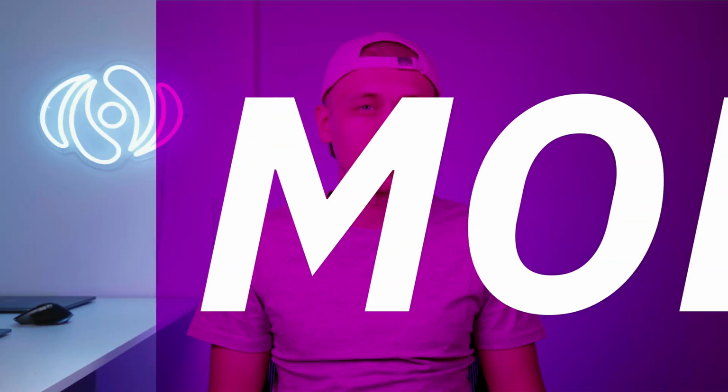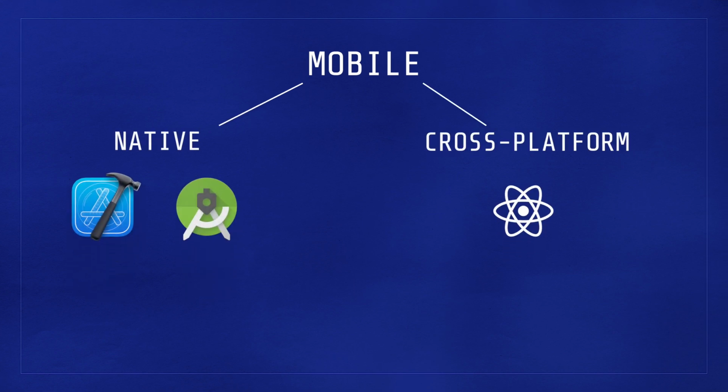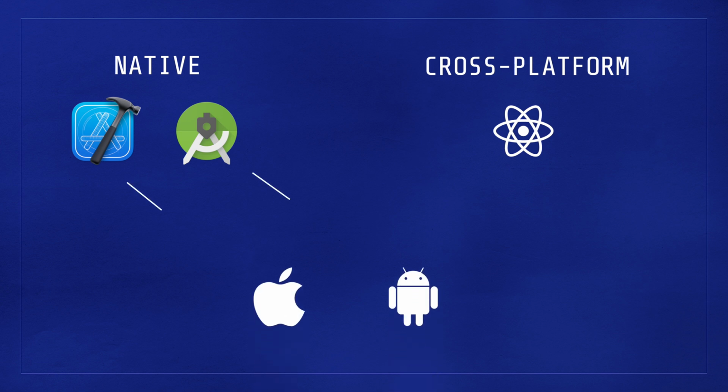Next, we have mobile development. It can be further split into two main groups, native and cross-platform development. When you develop native apps, you build them for one platform only.